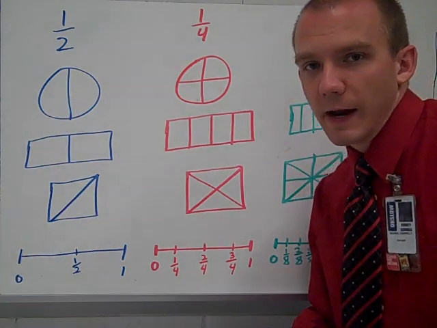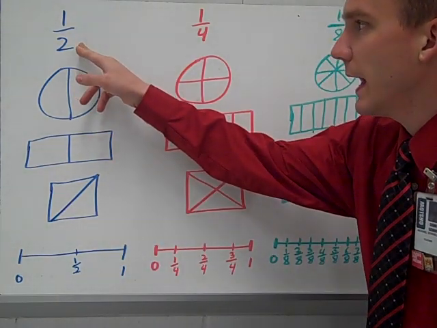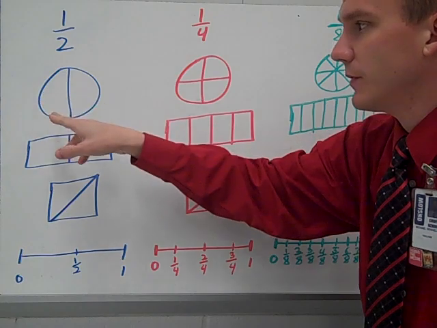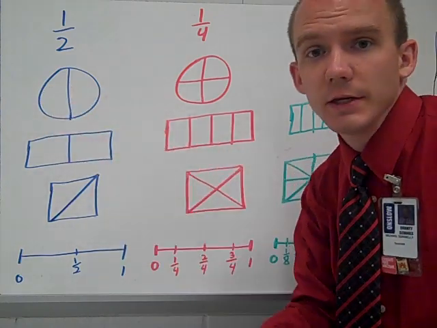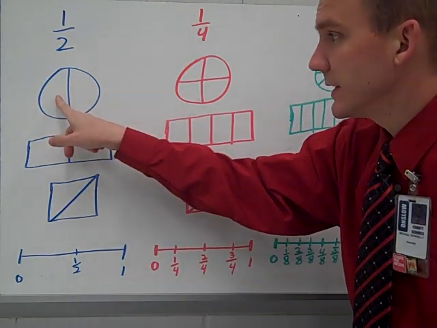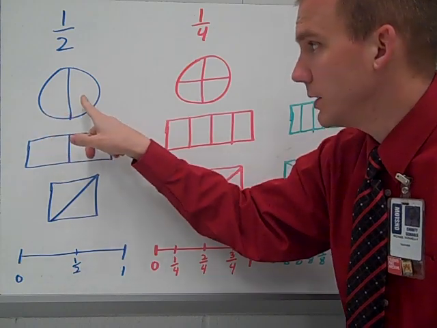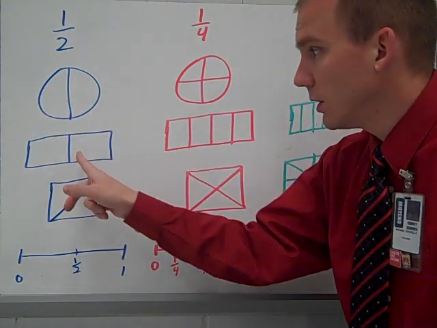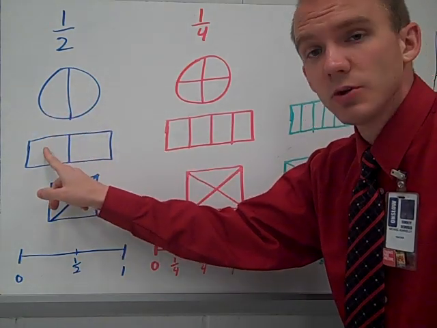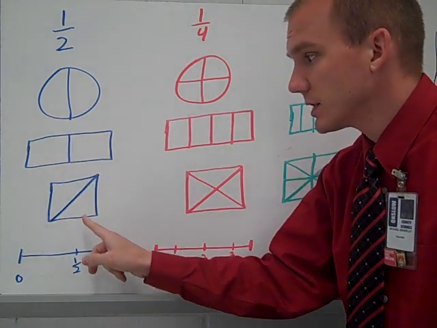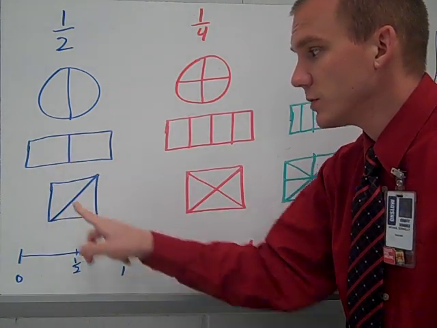Let's take a look at some fractions. We have 1/2. Whenever you talk about halves, you're looking at a whole that's divided into two equal parts. So you can see this circle is divided into 2 equal parts. This rectangle is divided into 2 equal parts, so we have halves. This square, 2 equal parts, so we have halves.